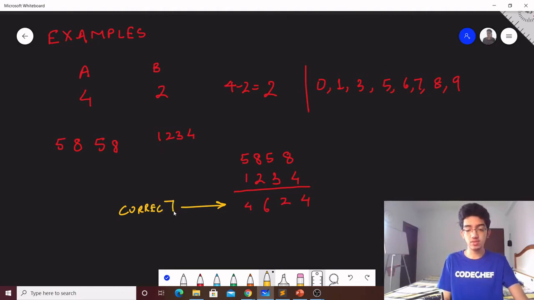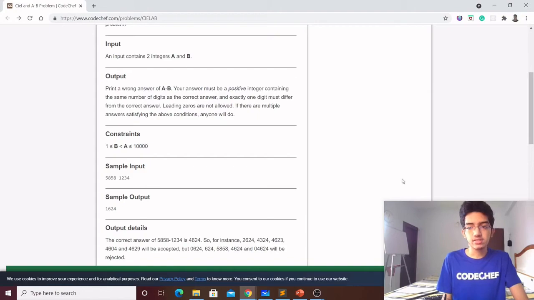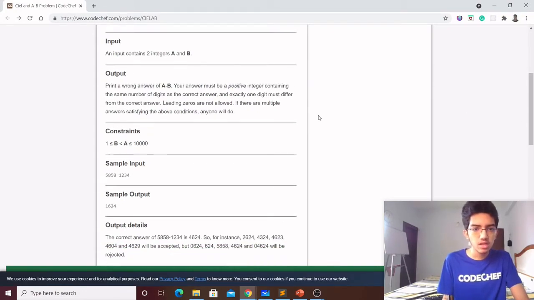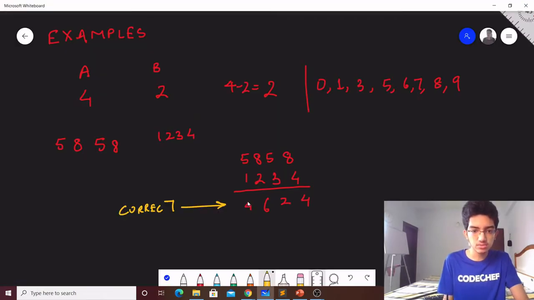But we don't want that. We want to give an incorrect answer which differs in exactly one digit. And leading zeros are not allowed. So we cannot make the leading 4 a 0. I forgot to mention this: leading zeros are not allowed. So this 4 cannot turn to 0.